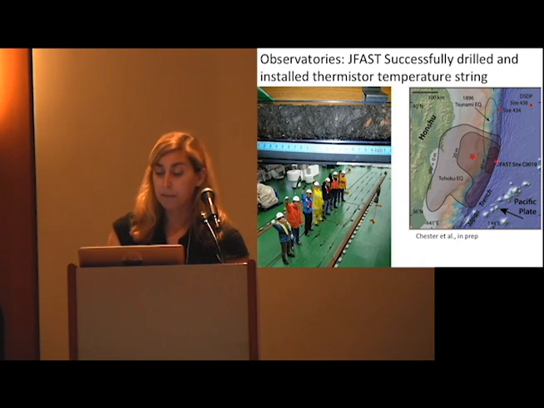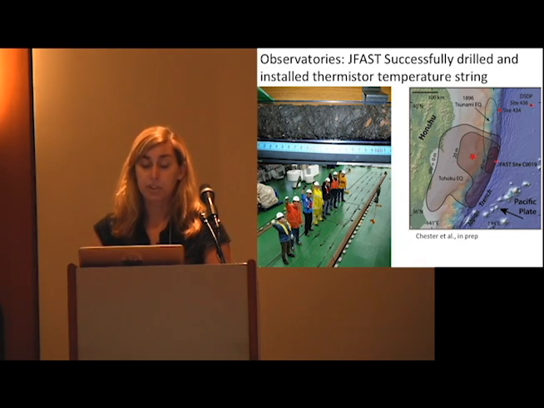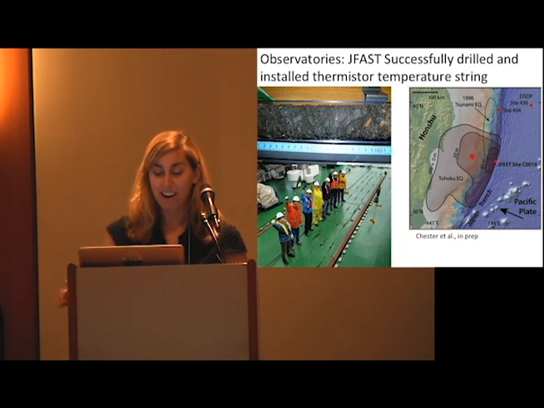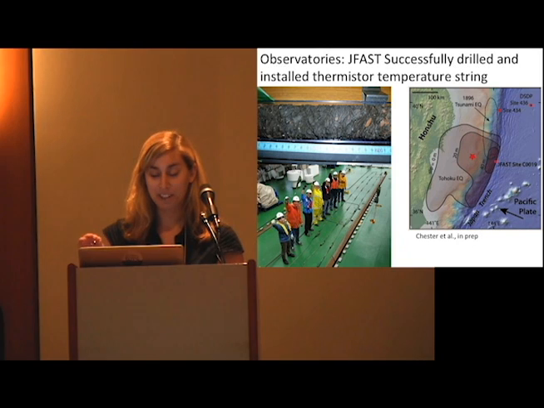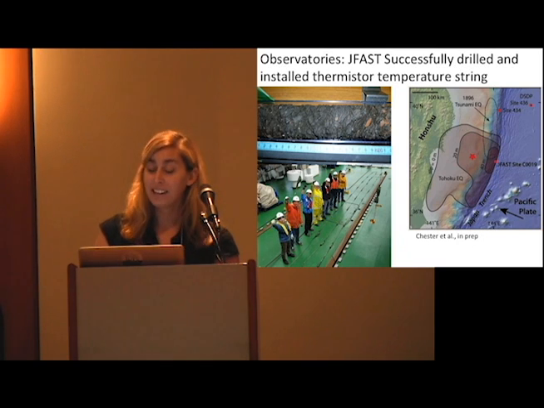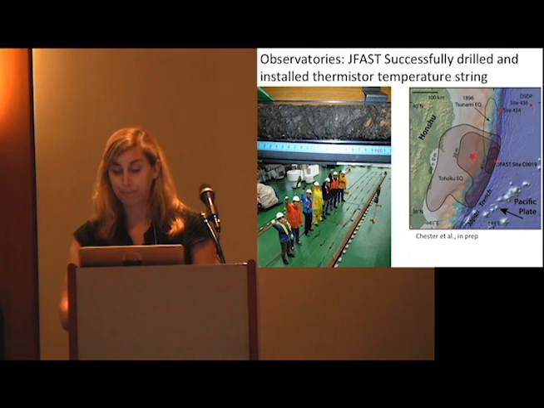And at the time, they also installed a temperature string to record that temperature decay. And just a couple of weeks ago, after some heart attack-inducing inability to find the hole, they returned and recovered the temperature string. And you can see the happy scientists there. So look forward to those results coming out probably pretty soon.